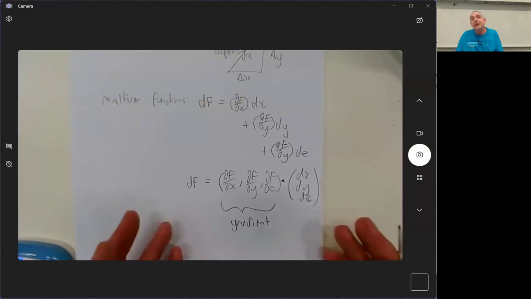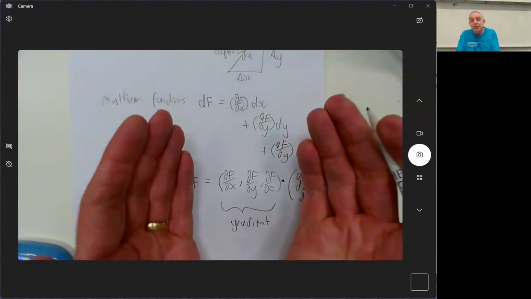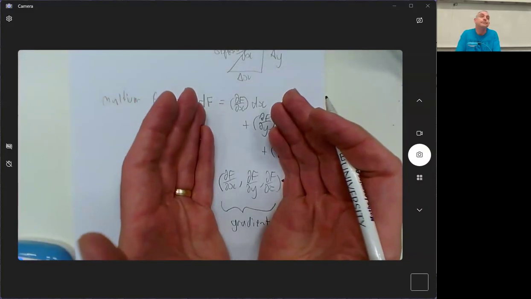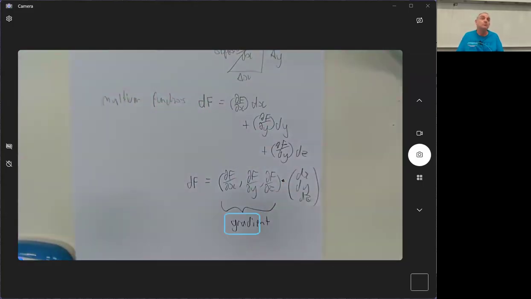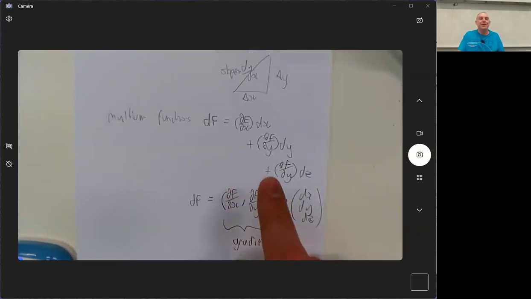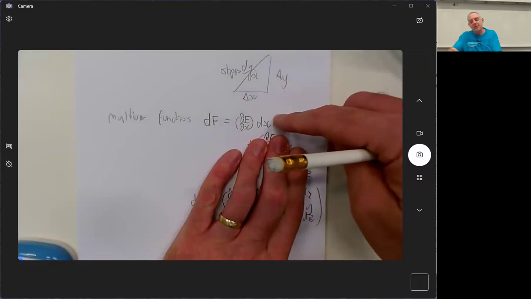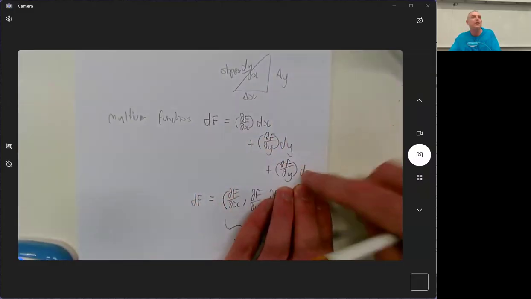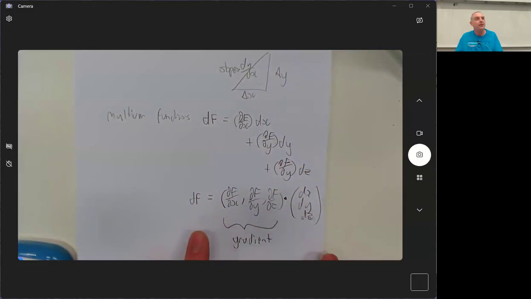So in 3D, the gradient is a 3D vector. I think that's cool. And this is the change in all three of the coordinates at the same time. It's the only way I can remember it. Say, well, there's a bit that's caused by changing x, and there's a bit that's caused by changing y, and there's a bit that's caused by changing z, and we can combine them all together.